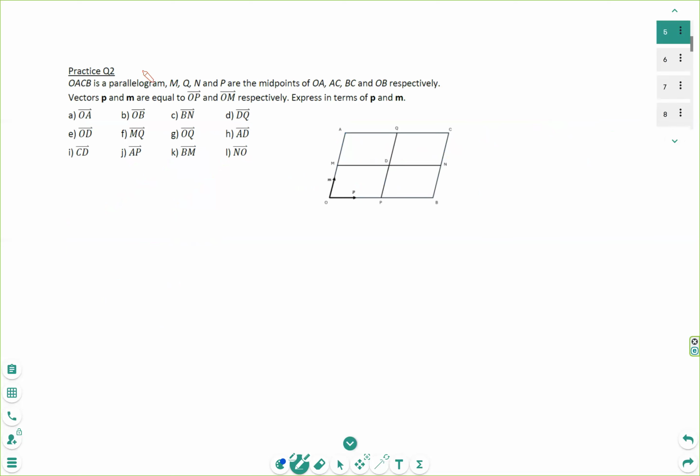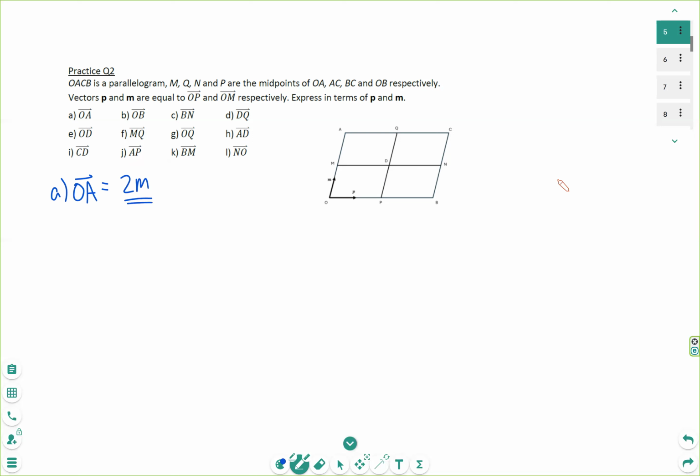Right. So practice question 2. OACB is a parallelogram. M, Q, N and P are the midpoints. So these are midpoints of OA, AC, BC, and OB respectively. Vectors P and M are equal to OP and OM respectively. Express in terms of P and M the following. There are quite a lot of them. I could do the first one with you. Question A, to find OA. OA is the same as M plus M because they're parallel, that's double. So OA essentially is just 2M.